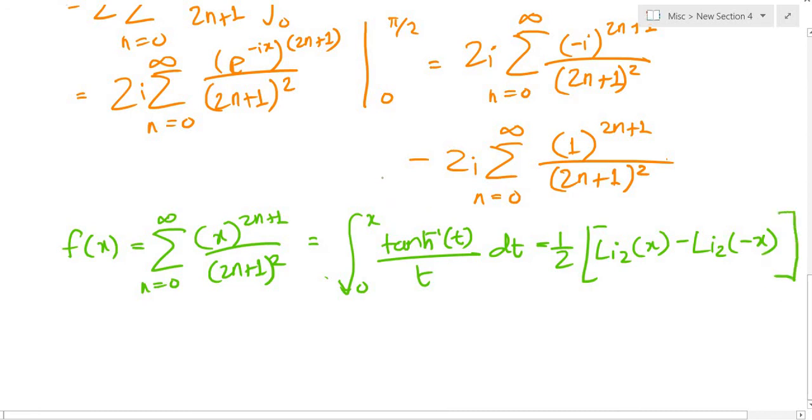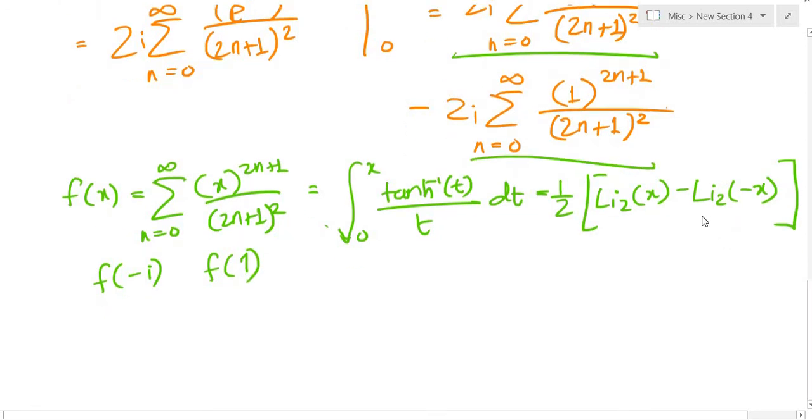And why is this useful? Because look at our two sums. They're in the original form of f of x, x to the 2n plus 1 power divided by 2n plus 1 squared. So for the first term we have f of negative i, and we have f of 1 for the second term. So let's just use this relation of f of x with the dilogarithm function to see where we'll end up exactly.